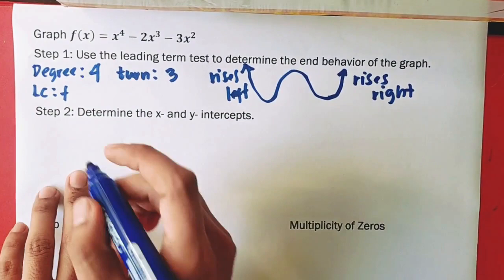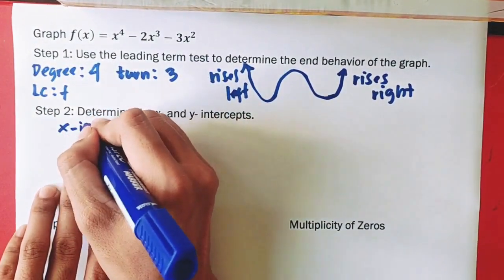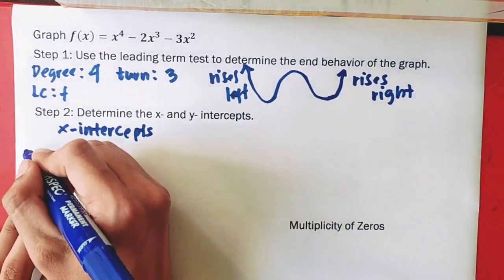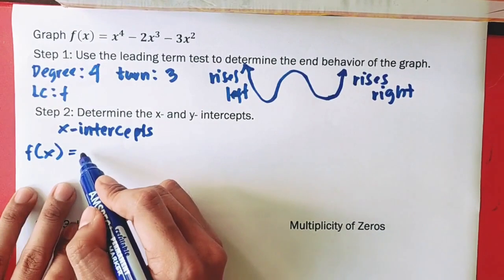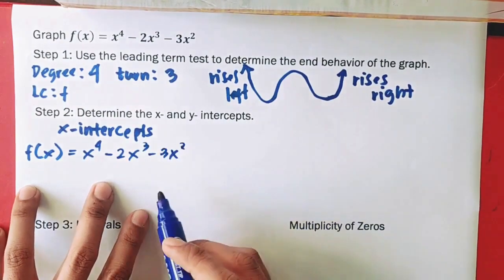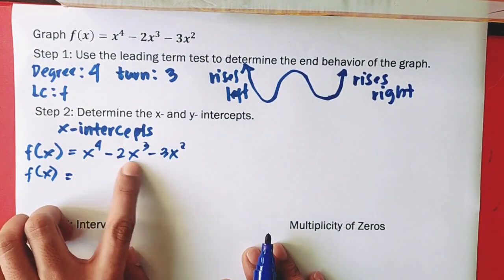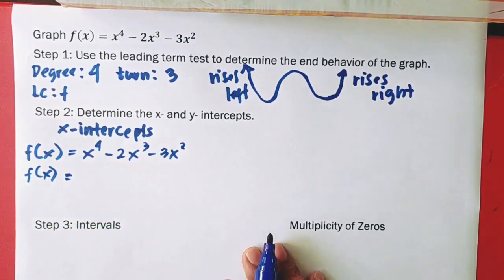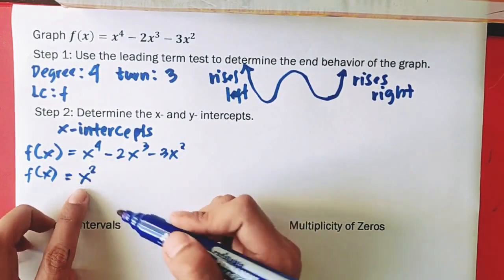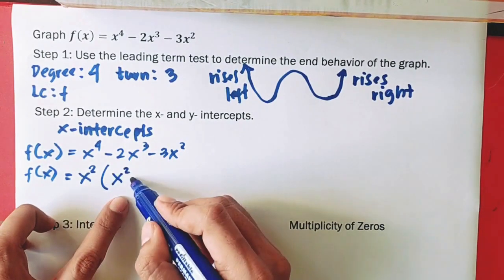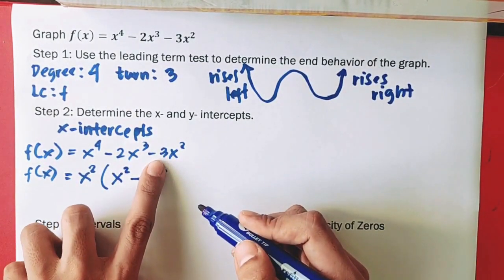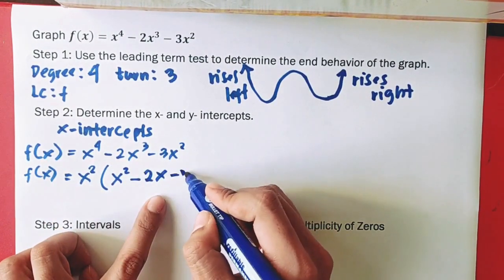Suppose this one. So the given is, let's solve first the x-intercepts. In solving the x-intercepts, we're going to get the roots. So in the given, f of x equals x to the power 4 minus 2x cubed minus 3x squared. First, we have common terms, which is x squared. So x squared times: x to the power 4 divided by x squared is x squared, minus 2x cubed divided by x squared is 2x, negative 3x squared divided by x squared is negative 3.